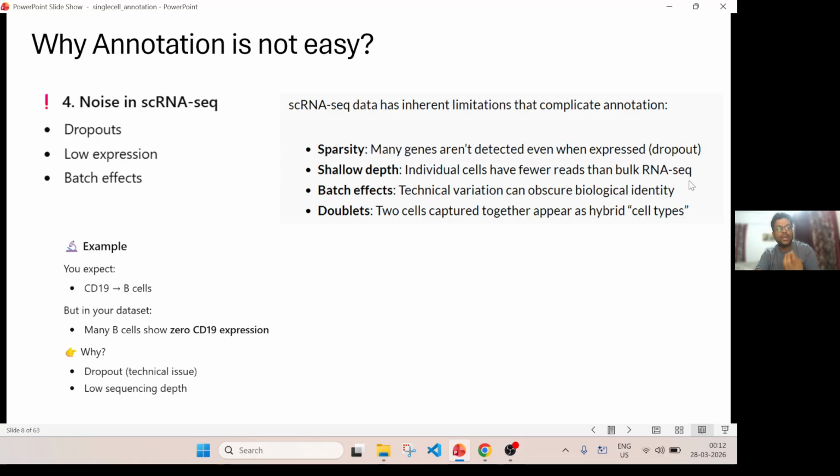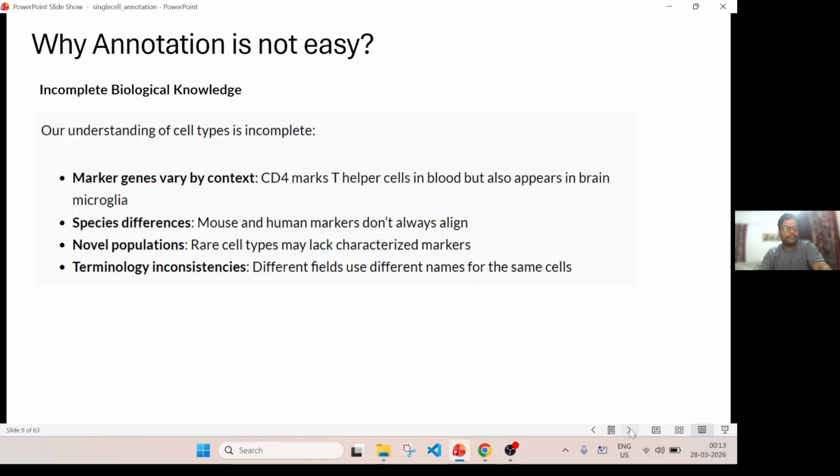The number of reads is lower, so your confidence in calling it is very low. And there is batch effect, and sometimes doublets will be there, with high expression. But these are handled during the pipeline, when we follow normalization, batch correction and doublet reduction, those kinds of things, right? So this will remove much of that, but it still influences your downstream cell type annotation.